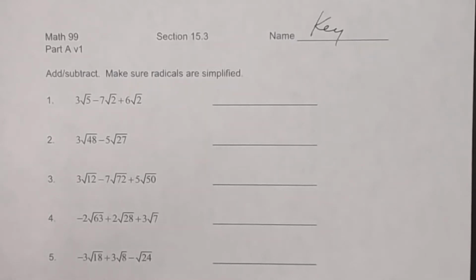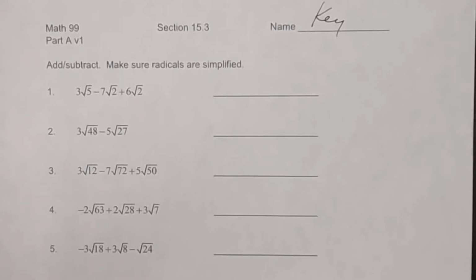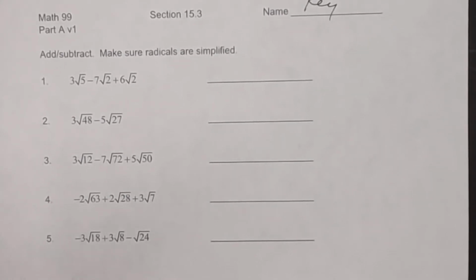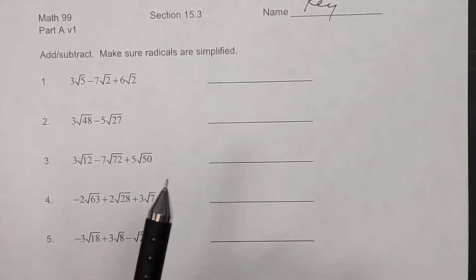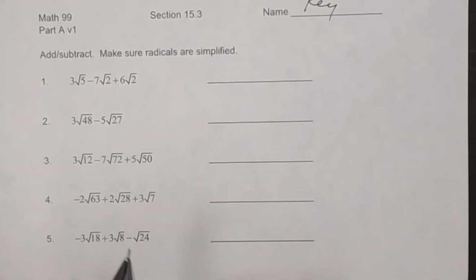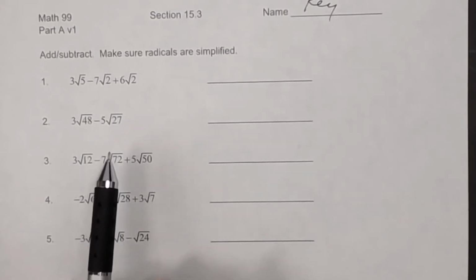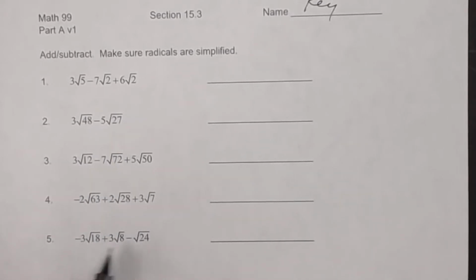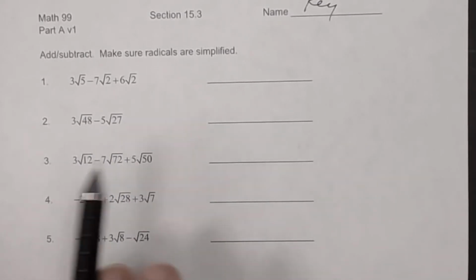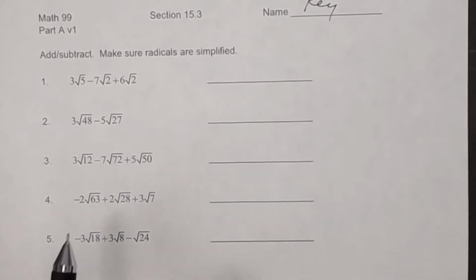So this worksheet, 15.3 Part A, you're adding and subtracting square roots. So you have all these radicals involved here, and all these radicals are square roots. Now when adding and subtracting radicals, you can only add and subtract like terms. And so when you're dealing with square roots and there's no variables involved, so notice no variable expressions, they're just real numbers, it's pretty easy to determine whether they're like terms or not.